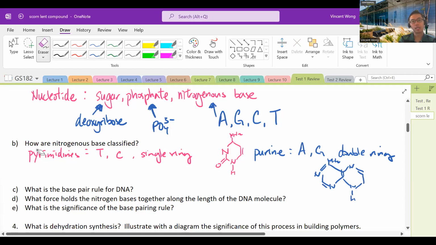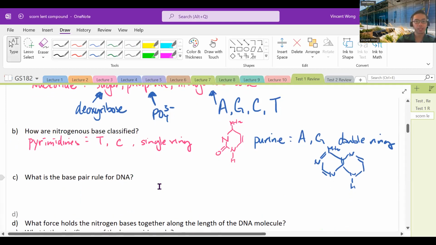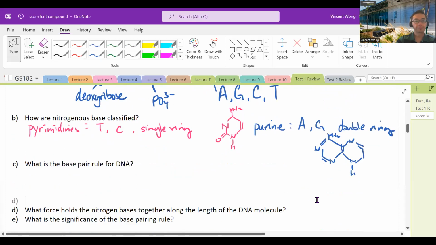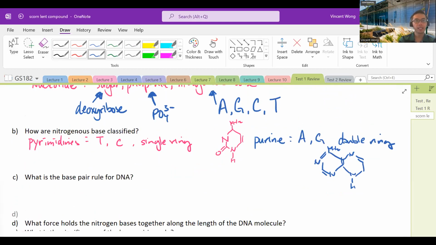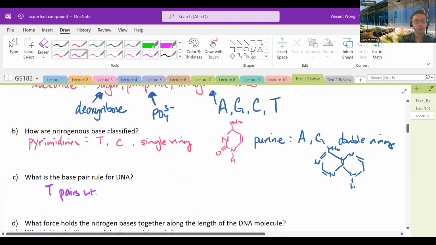And so a pyrimidine will pair with a purine all the time to maintain consistent width along the DNA. Okay, so what is the base pairing rule for DNA? T pairs with A, and then G pairs with C. Okay.